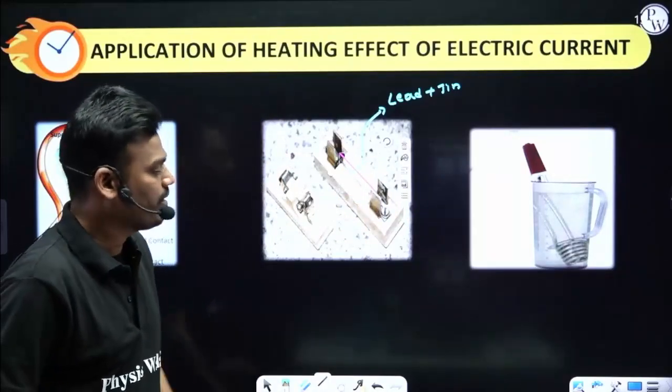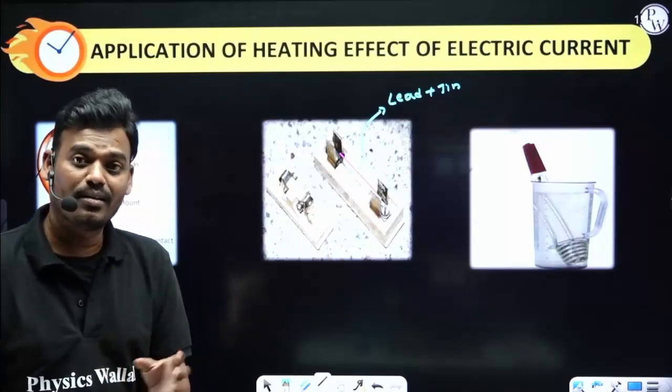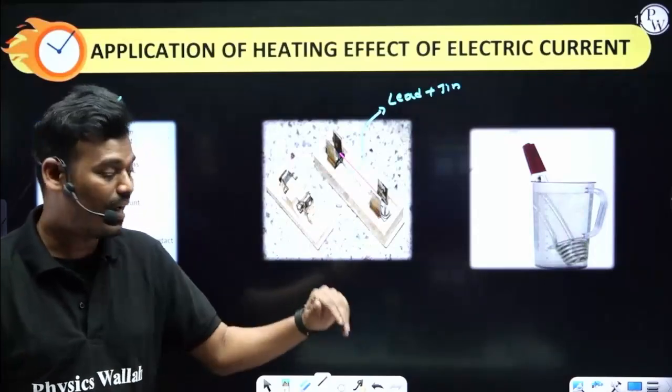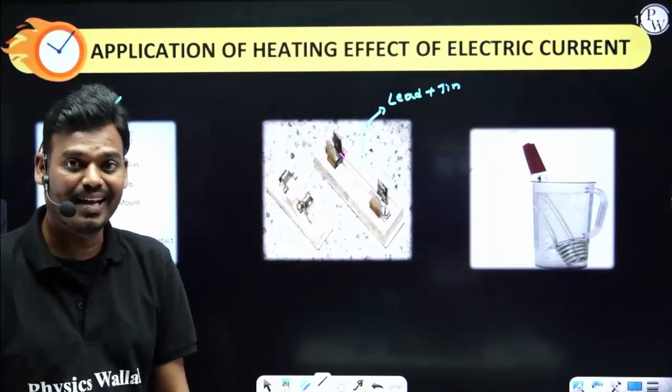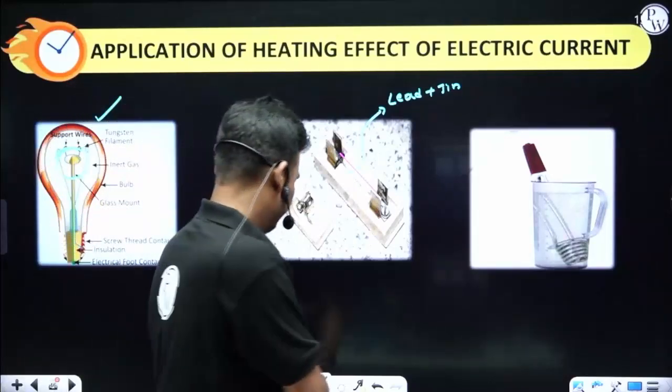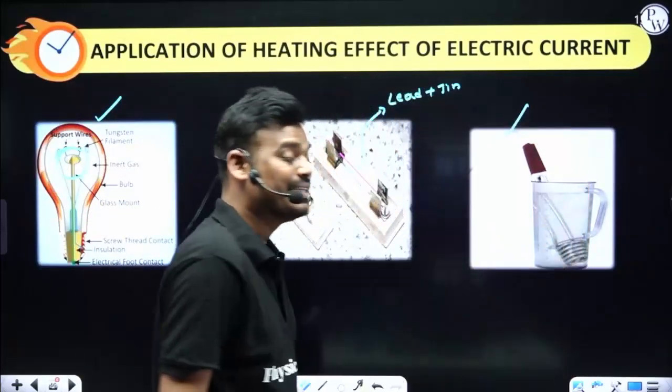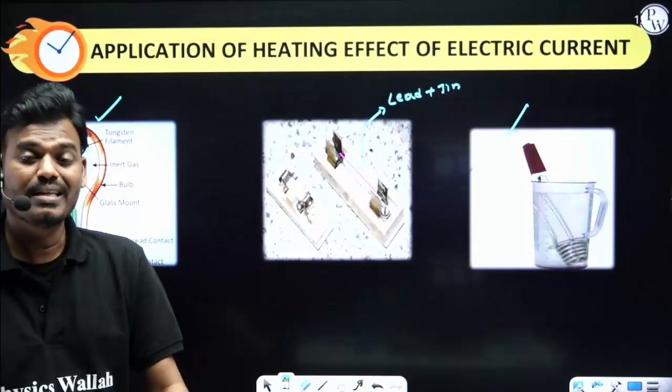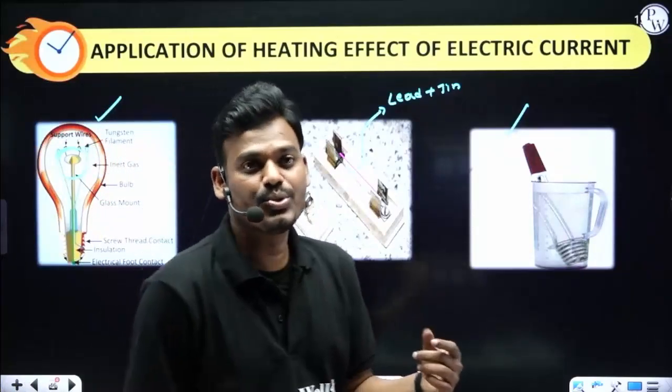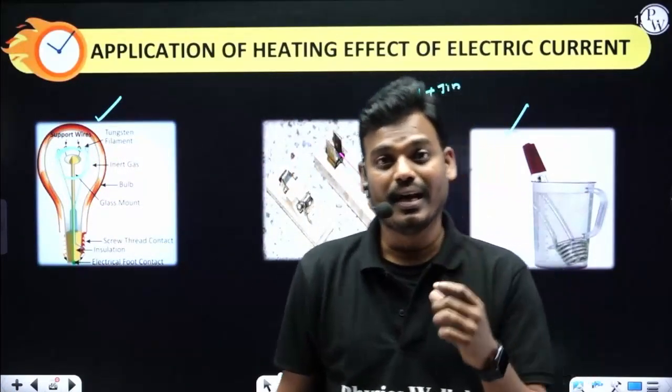So after melting, there is a breakage of the path for the current, hence there is no current flowing. So this fuse safeguards the electrical appliance. And the last one: water heater, geyser, toaster, all these are applications of the heating effect of electric current.